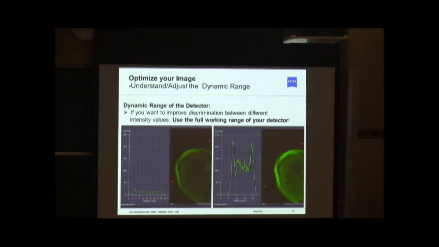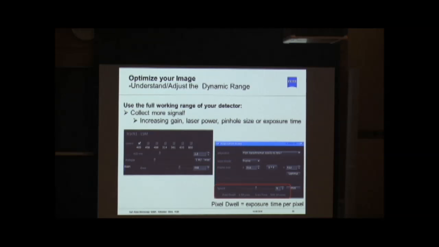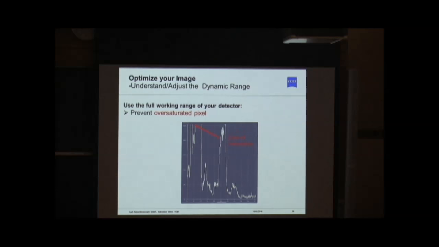Right, and how to do that? Basically, what you need to do is collect more signal on your detector. You can do that by either increasing the gain or laser power, or sacrificing some spatial resolution and opening the gain mode. Or you can also increase the exposure time, just collect more photons in order to get a much better signal.